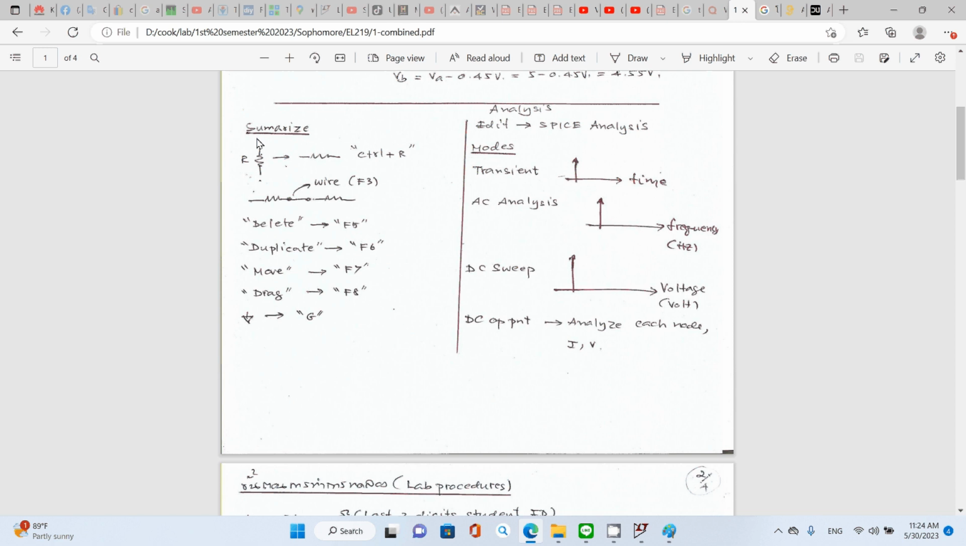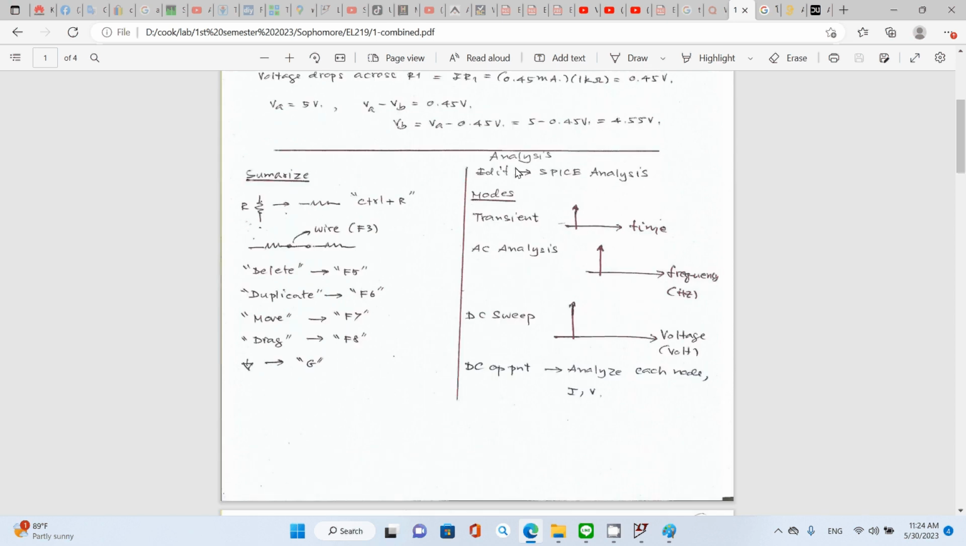Again, this is the summarization of how to use LTspice. To rotate your devices, simply do a Control R. If you hit F3 on your keyboard, you do wiring between two components. Delete is hotkey F5, duplicate is hotkey F6, move is F7, drag is F8, and ground is G.